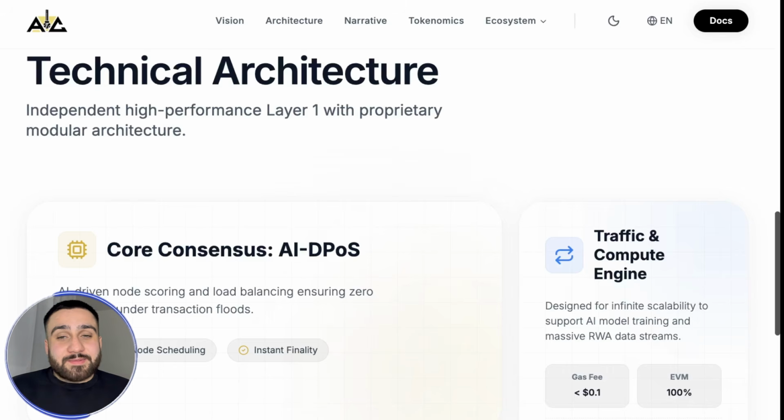The platform is built as its own layer 1 blockchain with a modular structure. One of the key components is their consensus system called AIDPOS. The system uses AI to help manage things like node performance, network load, and overall stability. They also mention features like instant transaction finality, intelligent node scheduling, and scalability for large data processing, which is really good stuff.